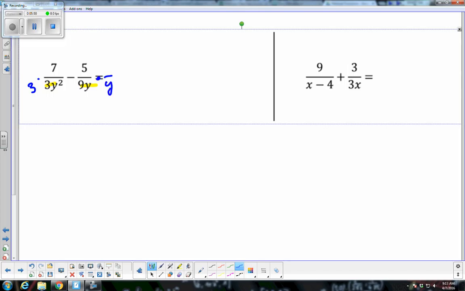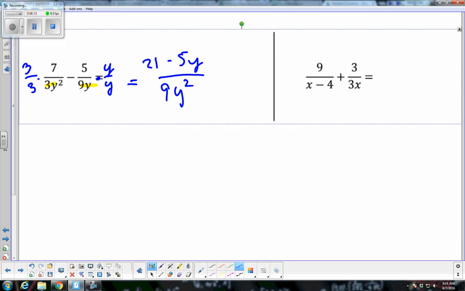Okay? So this one's a little different. You can just swap it, but 3 times 3y squared is 9y squared, and 9y times y is 9y squared. So we'll have a base of 9y squared. That's what we wanted. Now on the top, 3 times 7 is 21, and then over here, that'll be minus 5y. And you're good to go. So again, not too bad.